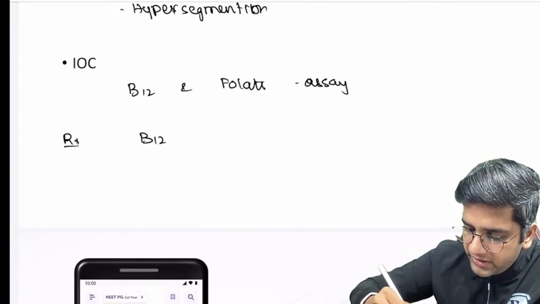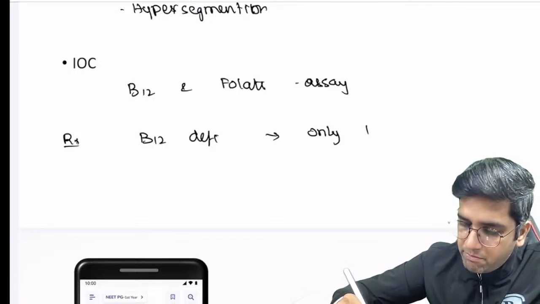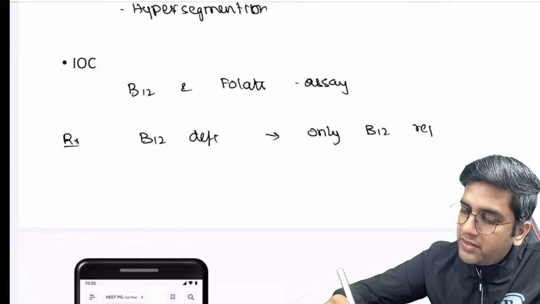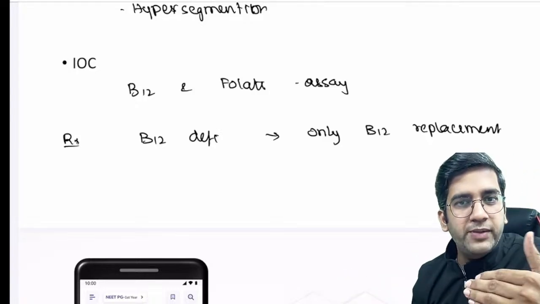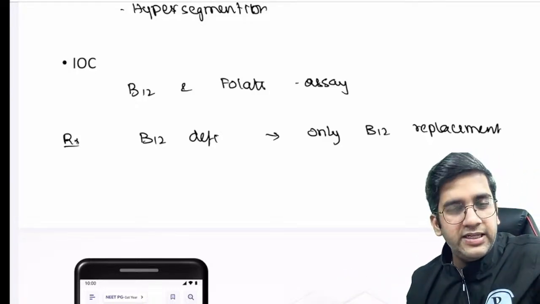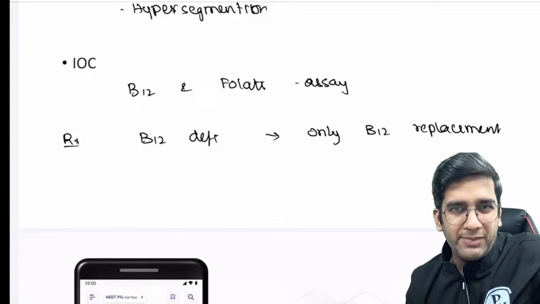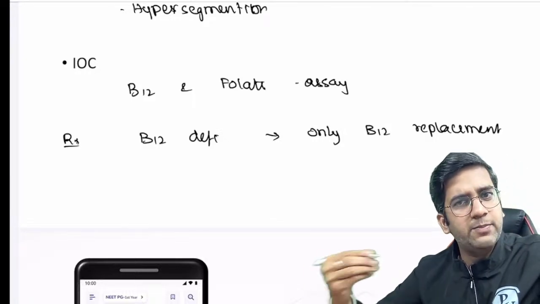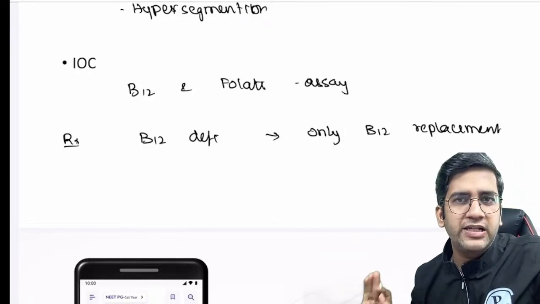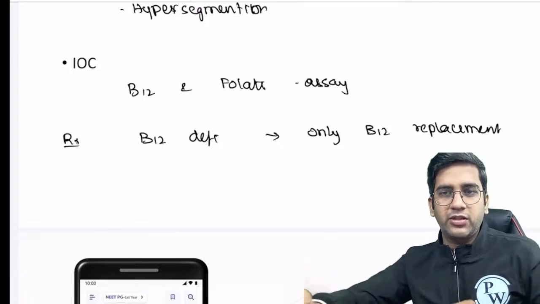In B12 deficiency, treatment is only B12 replacement. The older way of understanding was if B12 was deficient, give both B12 and folate. Now it's completely changed. It's been changed for 5-6 years. If it's B12 deficiency, replace only B12. And if it's a folate deficiency, replace only folate. Replace whatever has been deficient. That's how we're going to treat B12 or folate deficiency or any nutritional anemia for that matter. Fine.